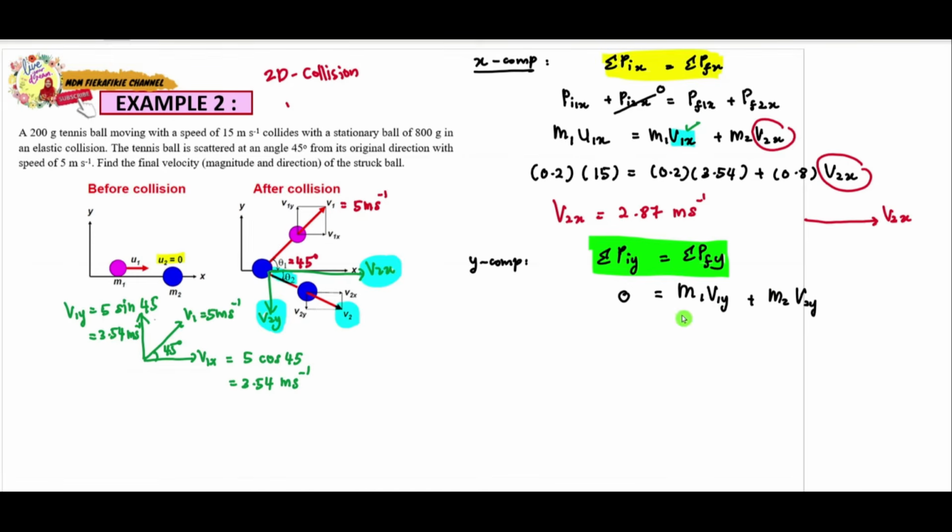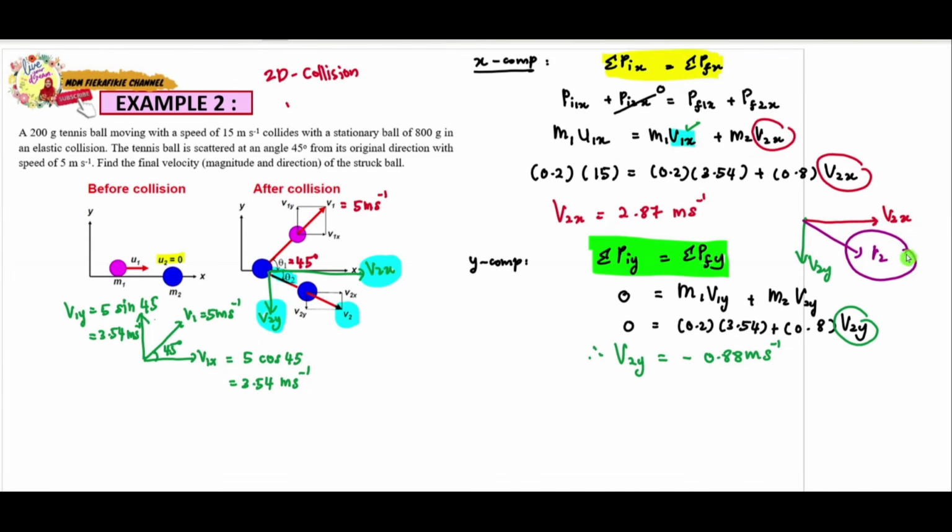Okay, so we can substitute all the values. So kita dapat M1 0.2 tadi, V1Y kita dah kira 3.54 plus M2 again 0.8 and V2Y. Okay, so from here you can see here we have unknown V2Y dan kita boleh selesaikan. Therefore V2Y is equal to negative 0.88 meter per second. Okay, so negative means that V2Y the direction is downward. So betul lah V2Y downward. And then the resultant of V2 di sini. Ini yang soalan suruh kita cari, V2.